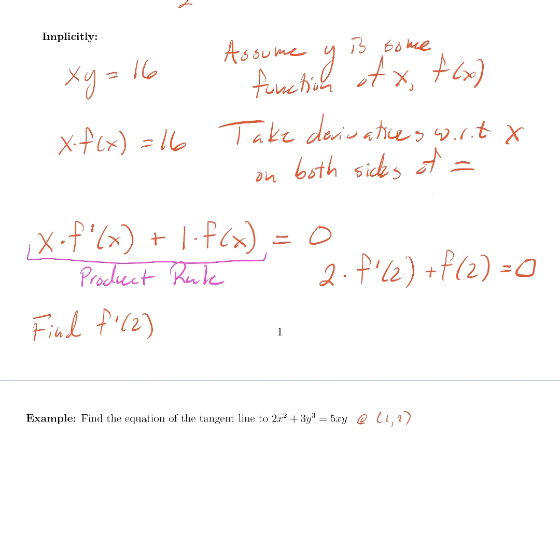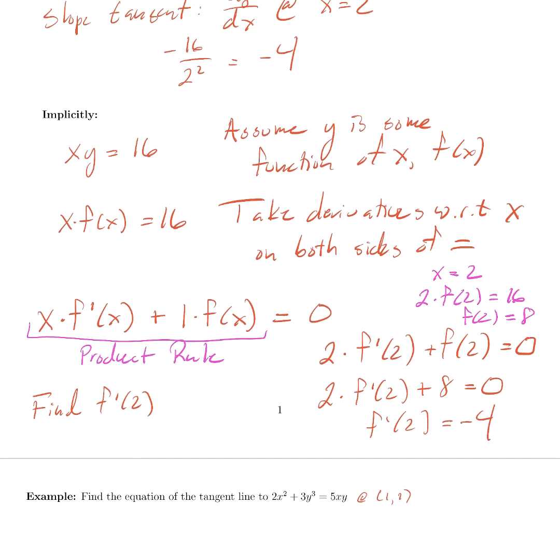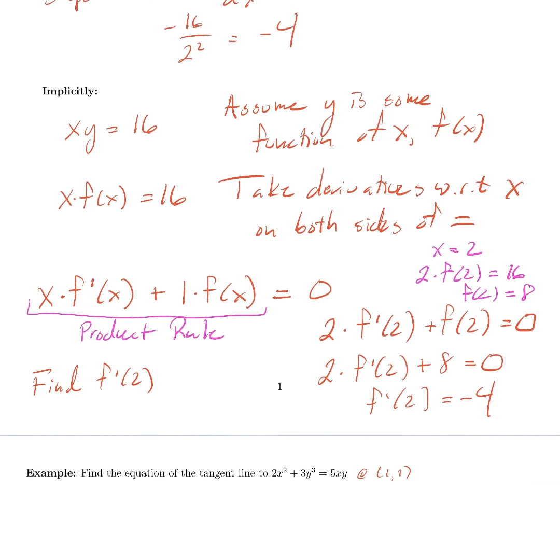Okay, so let's come up here, right above this. When x is equal to 2, 2 times f of 2 is equal to 16. So f of 2 is equal to 8. Okay, and once we have that information, we can finish. 2 times f prime of 2 plus we just decided f of 2 is 8. And if we solve this for f prime of 2, we get negative 8 divided by 2, or negative 4, which is the same thing we got as the slope of the tangent line above.